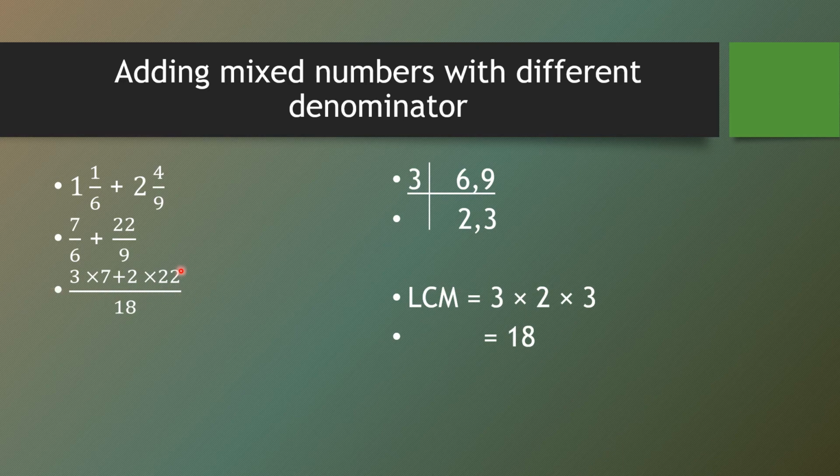Now we will solve this. Always do multiplication first. 3 7s are 21, plus 2 22s are 44. So here it is 21 plus 44 by 18. We will add these numerators. So it is 65 by 18. Now here, because it is an improper fraction, we need to convert this into a mixed number by dividing 65 by 18. So here the mixed number will be 3 and 11 by 18.